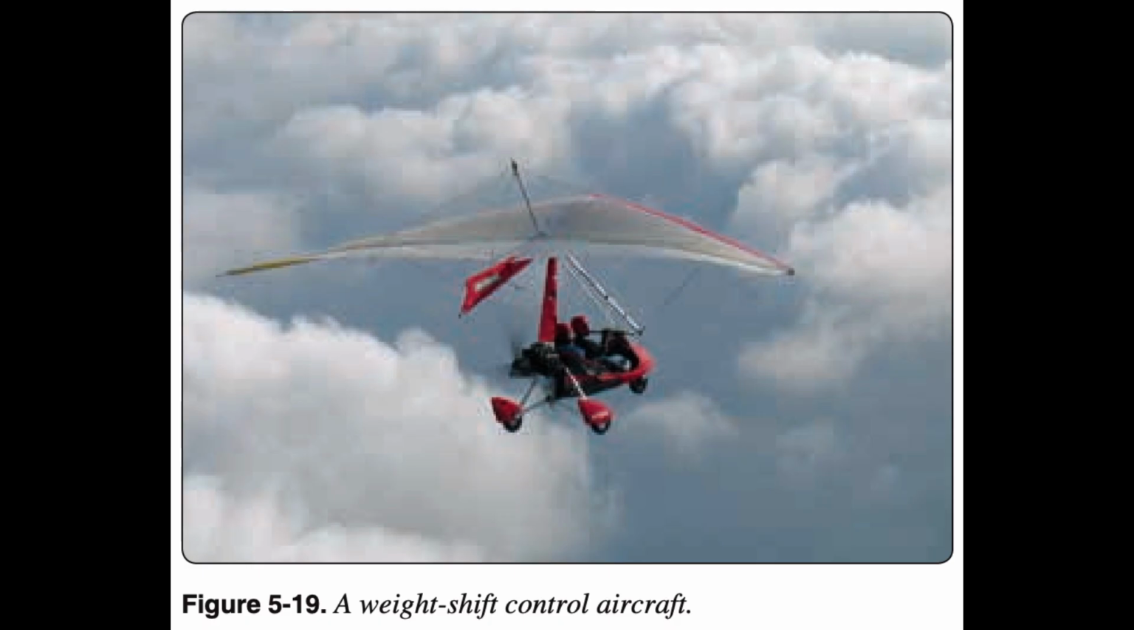For example, weight-shift control aircraft control two axes, roll and pitch, using an A-frame suspended from the flexible wing attached to a three-wheeled carriage. These aircraft are controlled by moving a horizontal bar, called a control bar, in roughly the same way hang glider pilots fly. Figure 5.19. They are termed weight-shift control aircraft because the pilot controls the aircraft by shifting the CG. For more information on weight-shift control aircraft, see the Federal Aviation Administration, FAA, Weight Shift Control Flying Handbook, FAA-H-8083-25.